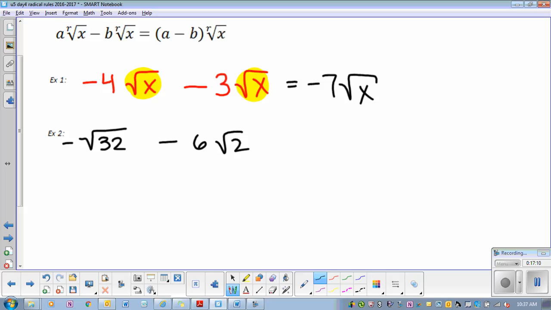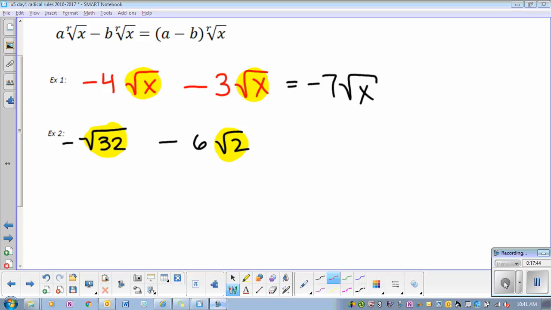Put a negative on the outside there. Negative root 32 minus 6 root 2. Let's try this. I think you guys can do this. You know, the square root 2, you can't simplify that anymore because 2 is already a prime number. You can't just go and subtract here because the radicals don't match. So I think you need to break down the 32, right? So let's do that. Let's break down the 32.